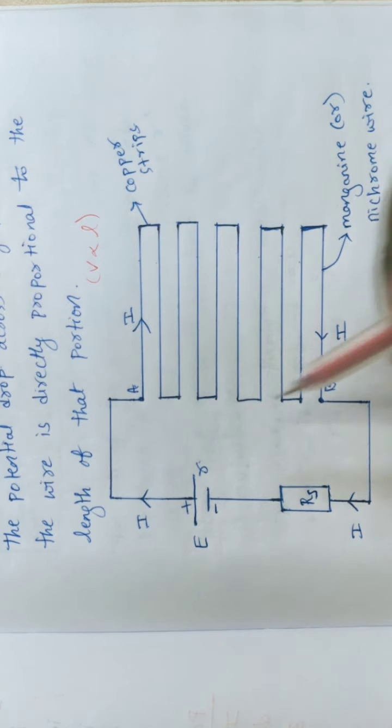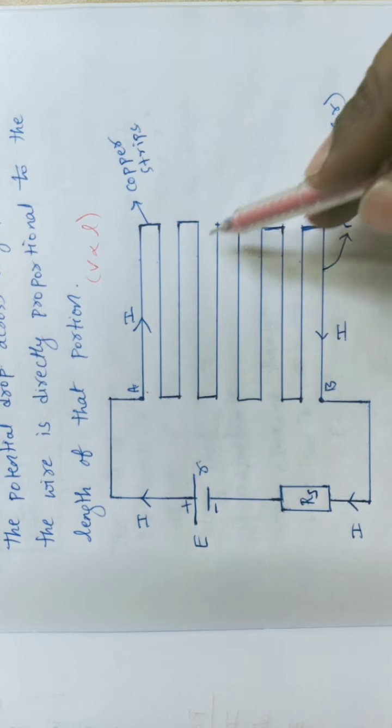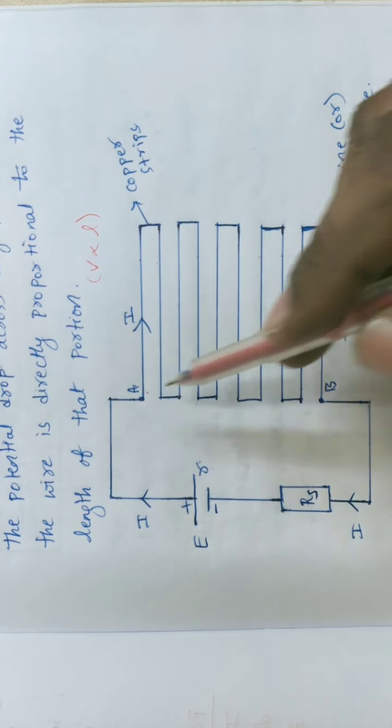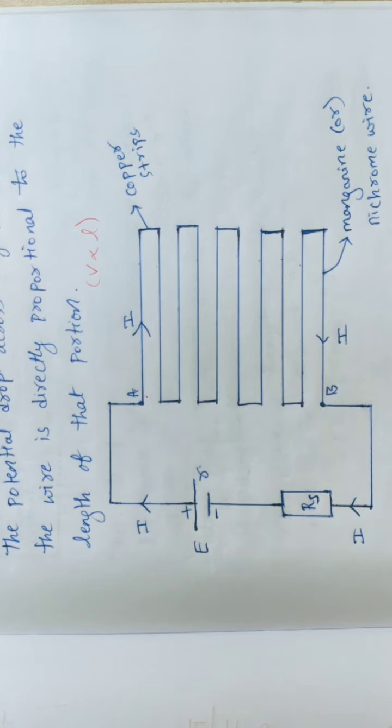Continuously that wire is wound from A to B like this. Between A and B we are introducing one primary circuit. In that primary circuit we are introducing a battery having EMF capital E and internal resistance small r.